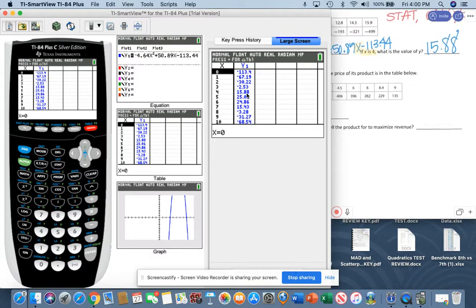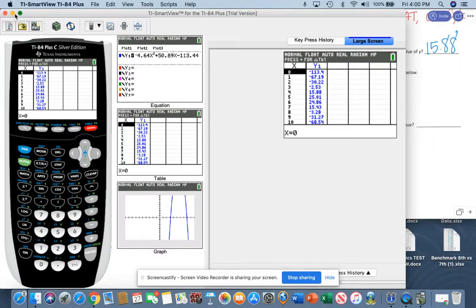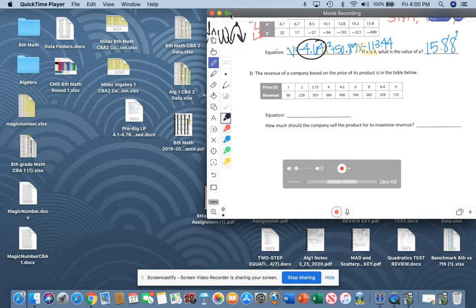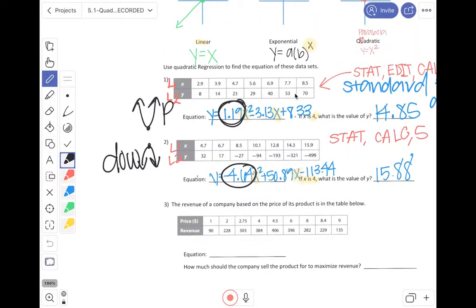Let's look at this one and see what it is. Nope, y'all couldn't even see all that. Sorry. All I said was this first one was up because of the A here, and the second one was facing downward because the A is negative. The A is positive, it's facing up. A is down, it's negative.